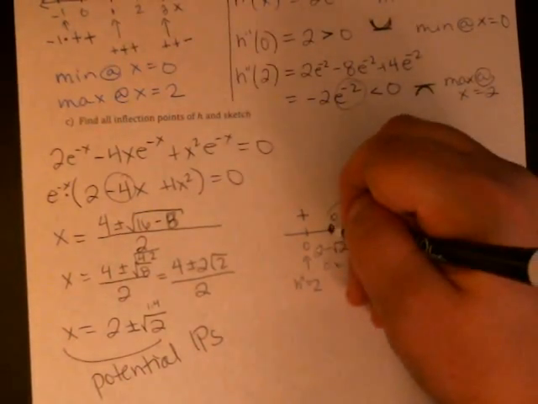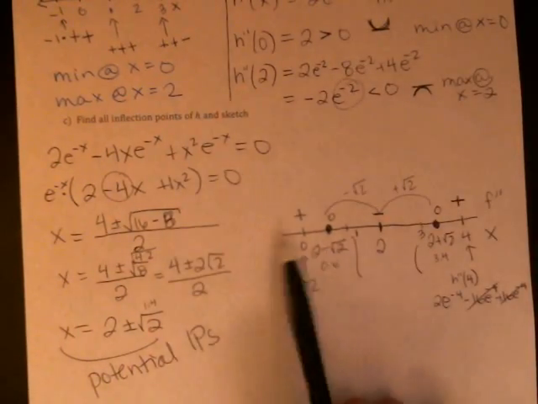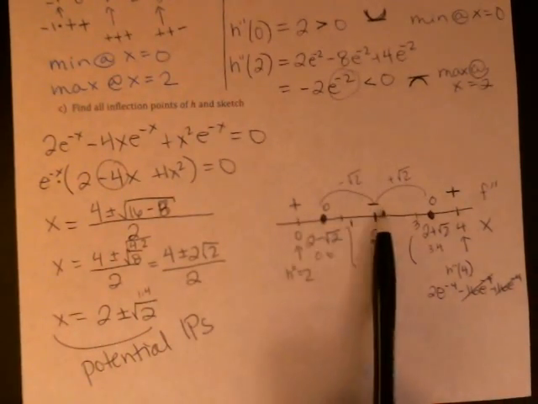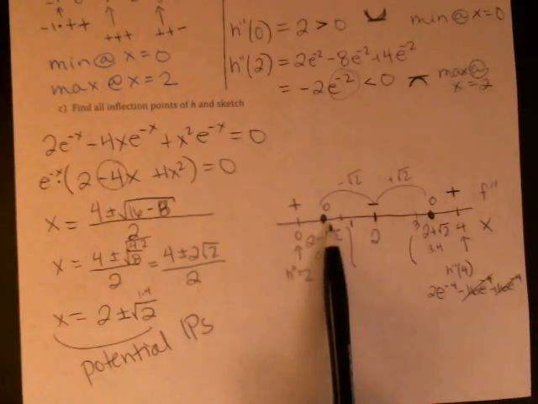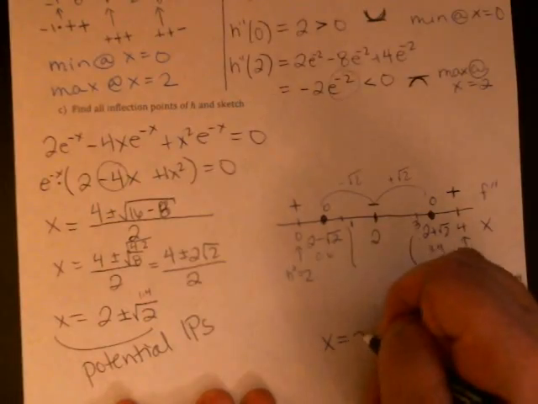Okay, so at the 2 potential inflection points, I do find that my function was concave up and then concave down for the first one, and concave down and then concave up for the second one. So they really are both inflection points.